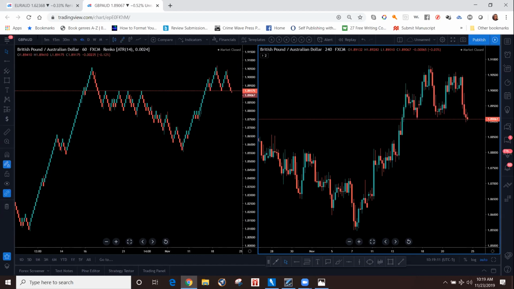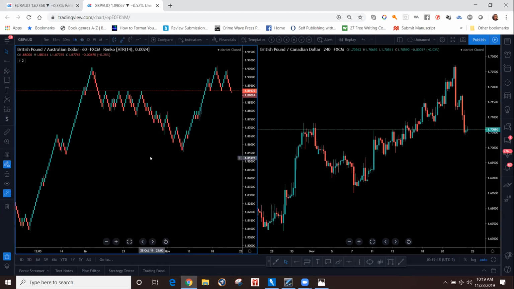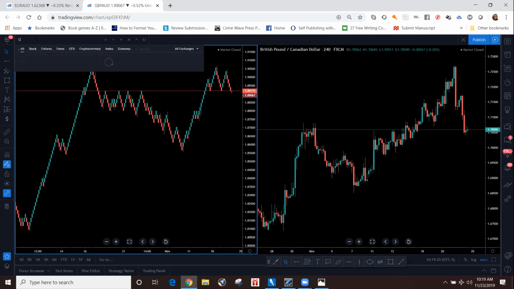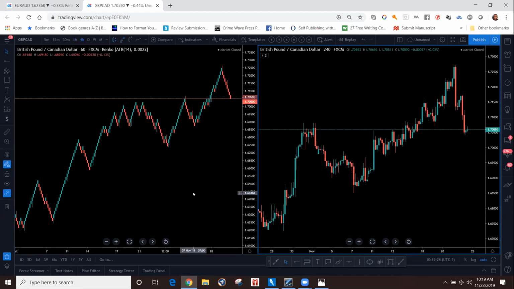And you type in, like if I wanted to put GBP CAD over there. Now I have GBP CAD over here. I type in over here and I put GBP CAD. Now I have GBP CAD side by side. Here I got a 1 hour. Here I can switch this to 4 hour.